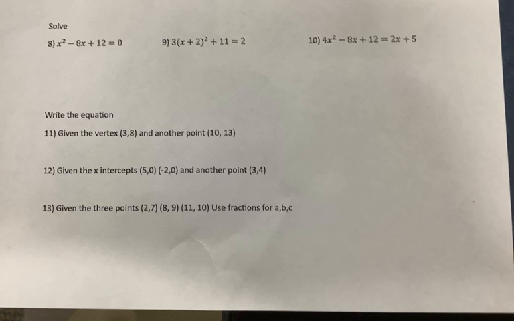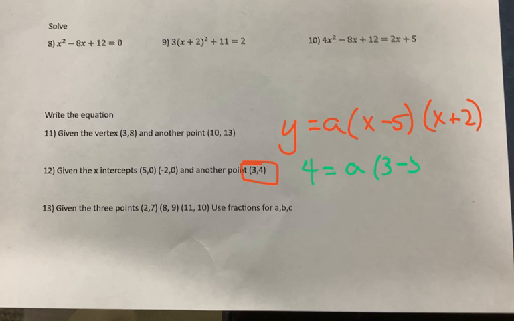So I have y equals a, which we don't know yet, but I know that it's (x minus 5)(x plus 2), because remember the negative 2 is what makes that 0. And so now I just plug in the secondary point of 3, 4. Plug in 4 for y, 3 for x, both spots. I'm going to solve this equation. So over here, this is negative 2 times 5, which is negative 10, so it's negative 10a equals 4. So if I do that, divide by negative 10.